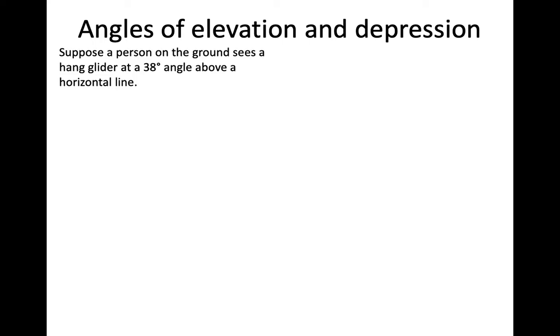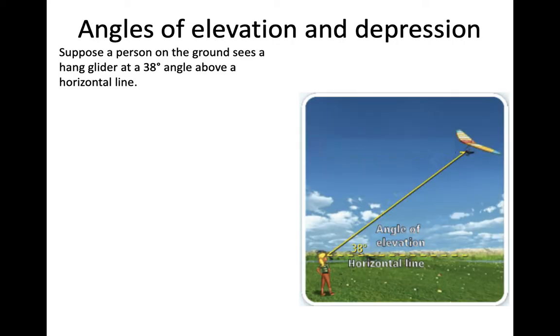First, let's talk about what angles of elevation and depression are. Suppose a person on the ground sees a hang glider at a 38-degree angle above the horizon line. Here's a picture of that, and you can see compared to the horizon line, this little girl is looking up at the person in the hang glider at a 38-degree angle. This is the angle of elevation. She's looking up to see it.